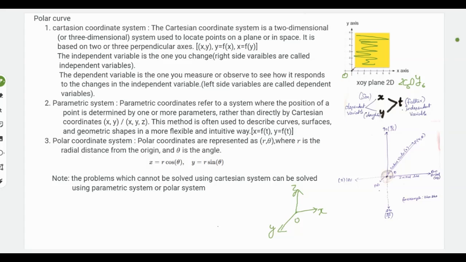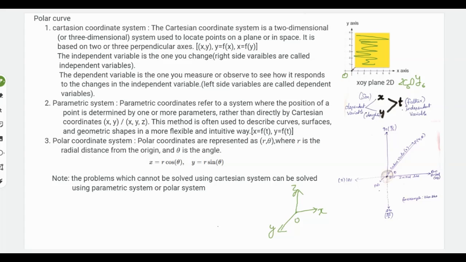Then the polar coordinate system. Polar coordinates are represented as r comma theta, where r is the radius distance from the origin, and theta is the angle. So x equals r cos theta, y equals r sin theta.